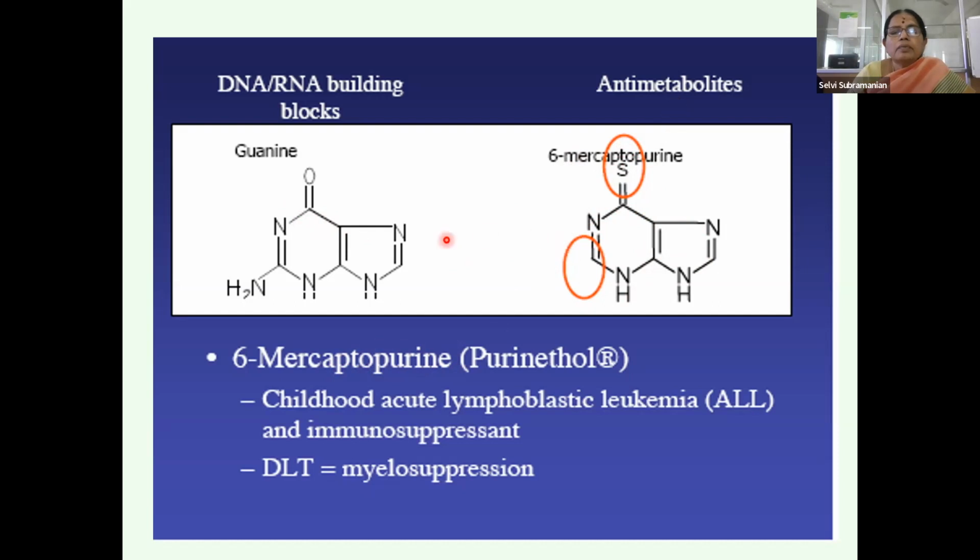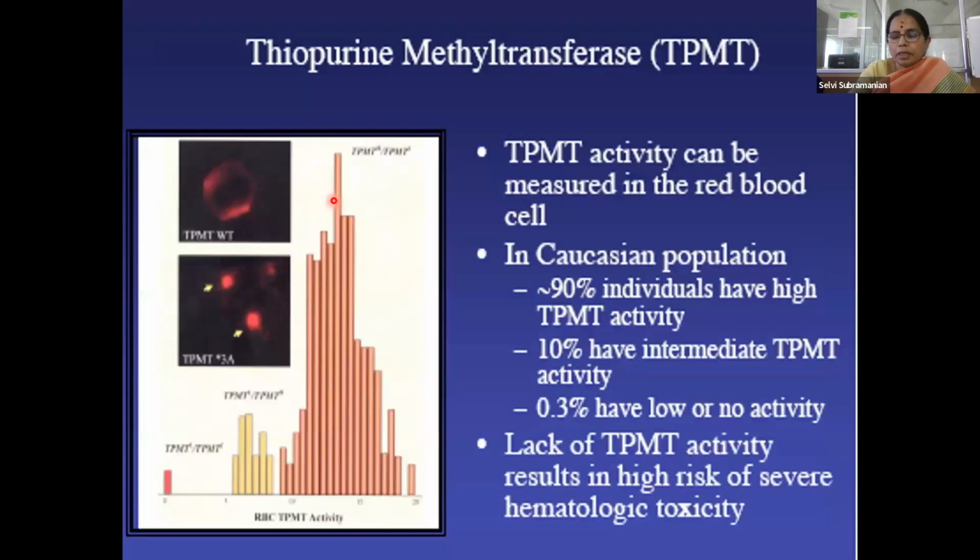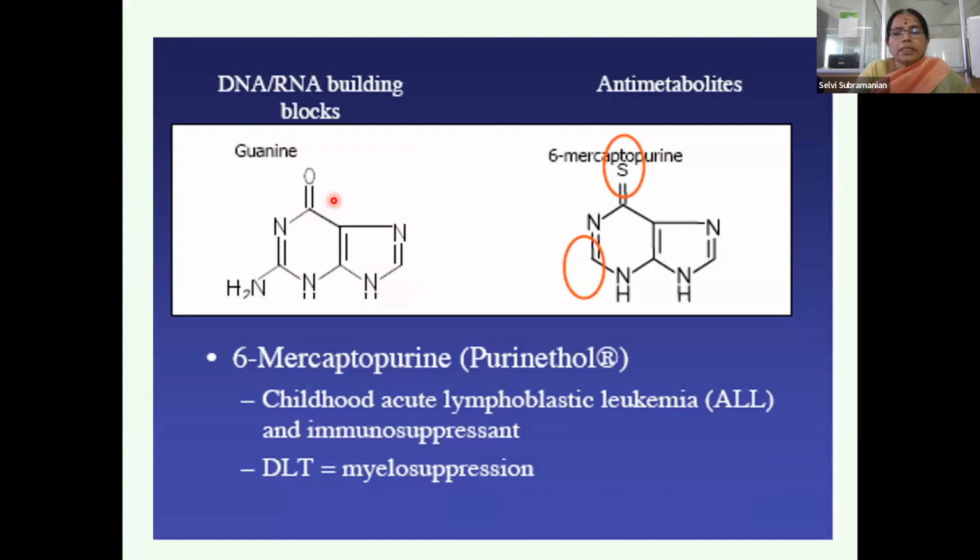6-mercaptopurine is used as a drug. Whenever there is DNA replication, it will go and bind to the growing chain, and then it will stop the replication. That is how the activity of this drug works.